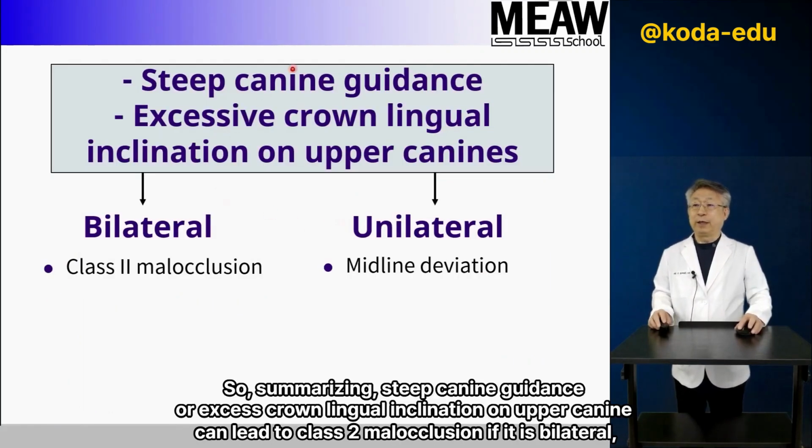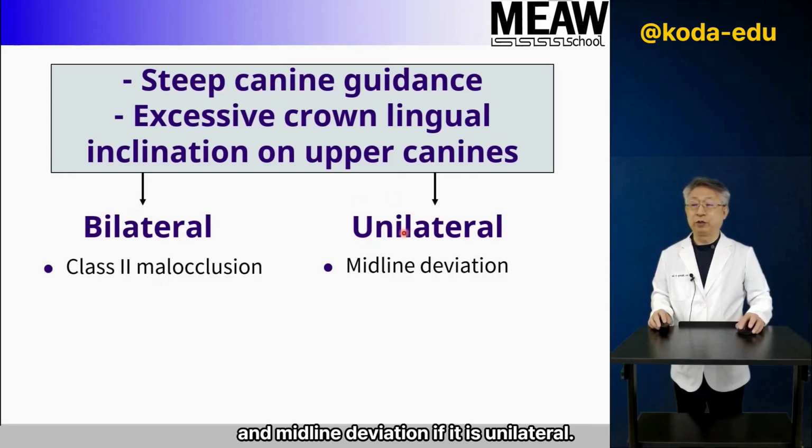So, summarizing, steep canine guidance or excess crown lingual inclination on the upper canine can lead to Class 2 malocclusion if it is bilateral, and midline deviation if it is unilateral.